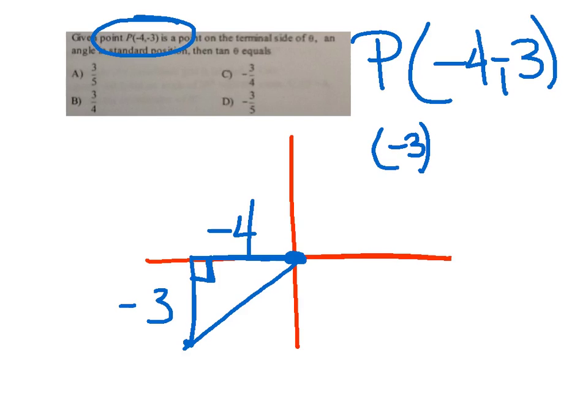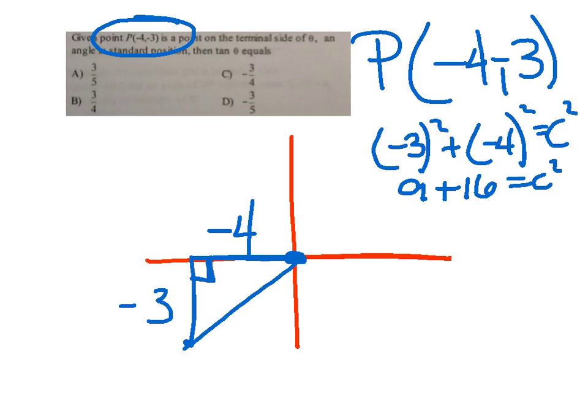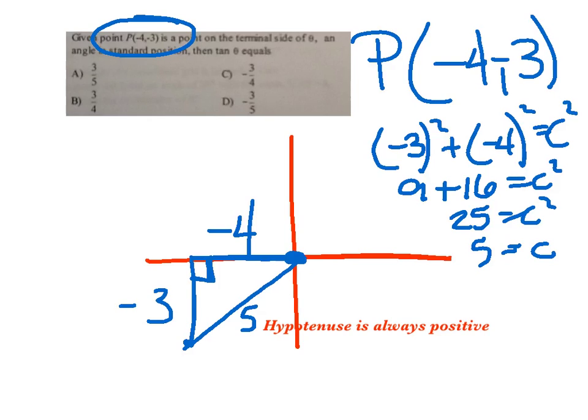So -3 squared, that's just your quick Pythagorean theorem, minus 4 squared equals c squared, 9 plus 16 equals c squared, 25 equals c squared, c equals 5. And I just want to make a quick note that this hypotenuse is always positive. Okay? Hypotenuse is always positive. Now, your theta always touches the x-axis again. Please make sure your theta is in the x-axis, touching it.